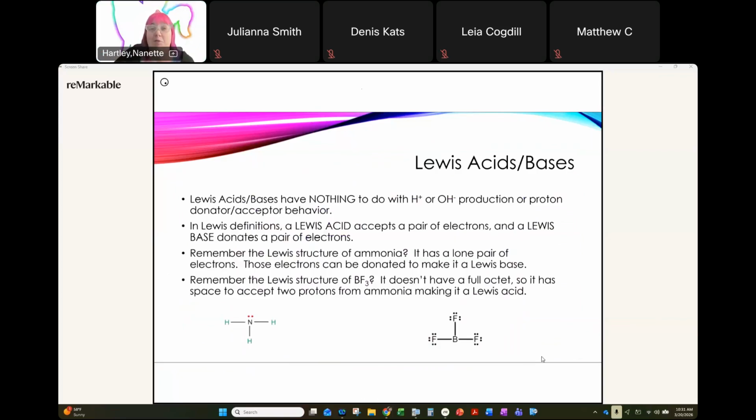So, and I've said most of this already. Lewis acids and bases have nothing to do with the H plus or the OH minus production or proton donor-acceptor behavior. Lewis definitions: a Lewis acid accepts a pair of electrons and the Lewis base donates. Again, this example that I gave here, I actually already did this. So my Lewis base and my Lewis acid can interact because of the donation of this pair of electrons.